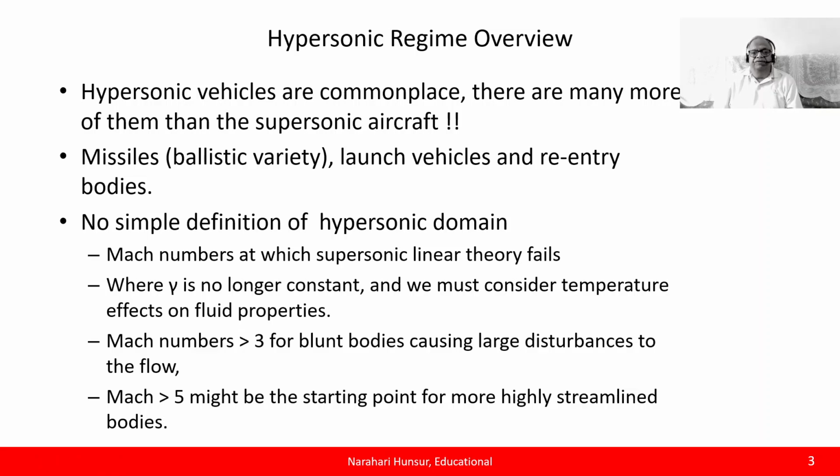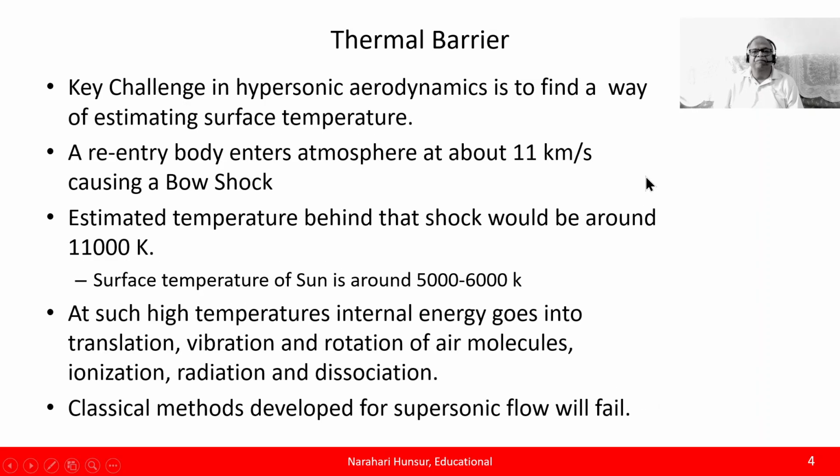There is no simple definition of a hypersonic domain. Mach numbers at which supersonic linear theory fails is one such approximation. Another approximation is where gamma, the ratio of specific heats, is no longer constant, and we must consider temperature effects on fluid properties. In some cases, if it's a blunt body, any Mach number greater than 3 causing large disturbances to the flow is to be considered hypersonic conditions. And Mach number greater than 5 might be a starting point for more highly streamlined bodies.